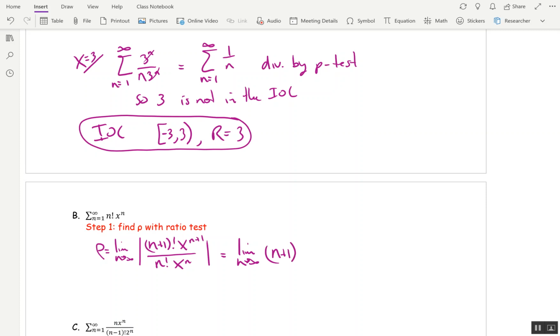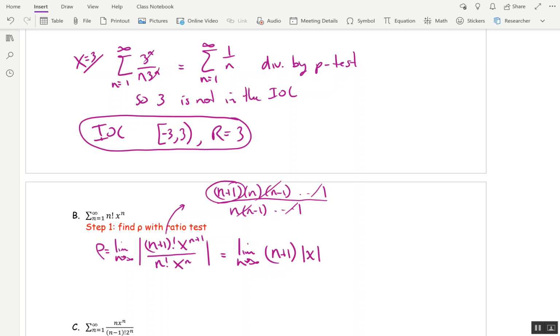Again, if you don't know how to do that, just write out the top. The top is n plus 1 times n, times n minus 1, dot, dot, dot, down to 1. And the bottom, n factorial, is n times n minus 1, dot, dot, dot, down to 1. Everything on the top cancels with everything on the bottom, except you have an n plus 1 left on the top. Okay, and then we're left with absolute value of x. Remember, you can't take the absolute value off the x. It needs to be there.